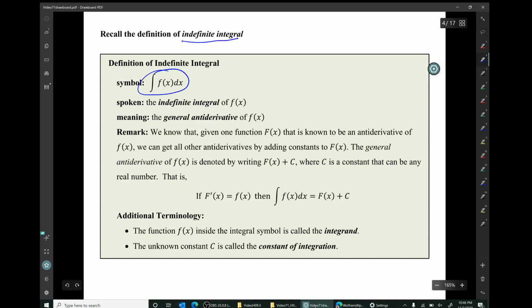This symbol is spoken as the indefinite integral of f of x. Remember in that symbol, the function f of x that's sitting inside the symbol is called the integrand, and the frame around it is in two parts. There's this symbol there that looks like an S, sort of, and there's a dx, and they together form a frame around that function f of x. And what this whole thing means is the general antiderivative of little f of x.